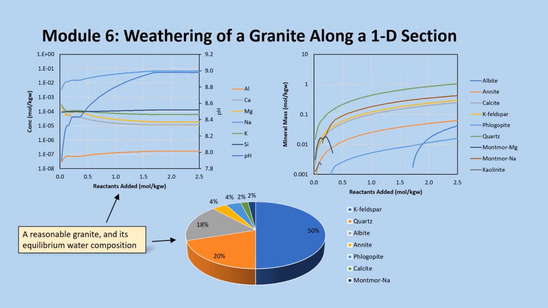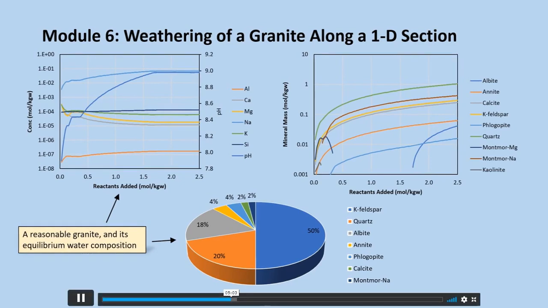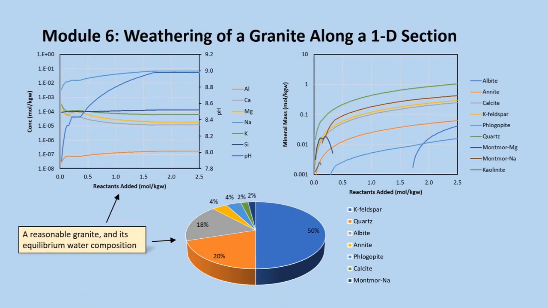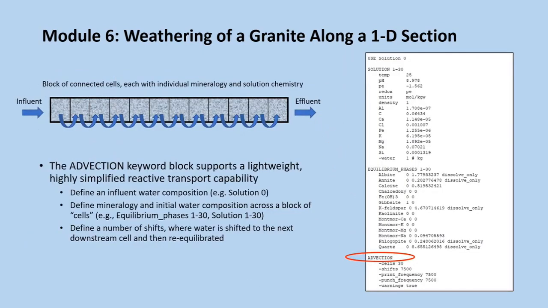The pie chart at the bottom shows a starting composition for our granite weathering scenario with mineral proportions shown with respect to mass per unit volume. Note that the starting proportions of all the minerals can be set by the user, since all minerals in the model are in equilibrium with the solution, and so the starting amount for each mineral doesn't really matter in a sense. Now we're going to take a block of this granite and divide it up into 30 cells, all initially identical to one another. This distribution is defined using equilibrium phases 1 through 30 with corresponding solutions 1 through 30.